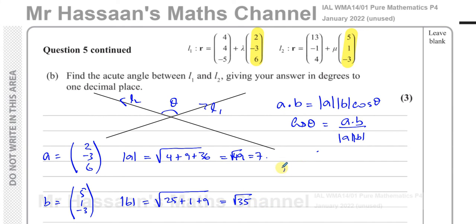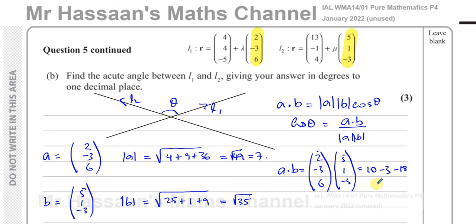And I know that A dot B is going to be vector A, which is 2, minus 3 and 6, times 5, 1 and -3. That gives me 10 minus 3 minus 18.